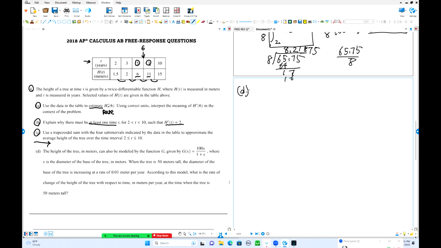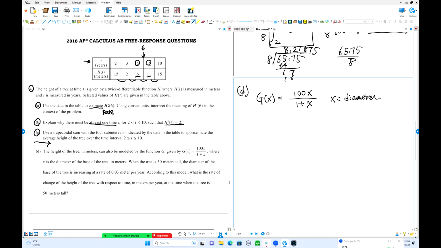All right, the height of 3 meters can also be modeled by function g of x. They make an approximate equation of it: g of x equals 100x over 1 plus x, where x is the diameter. That is a different equation. X is the diameter of the tree.